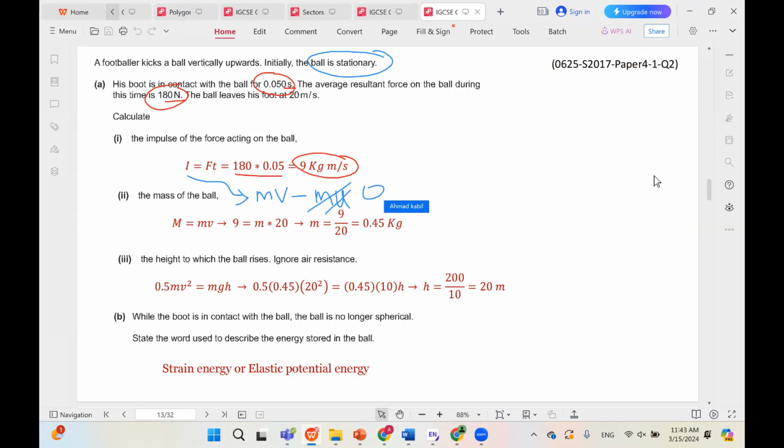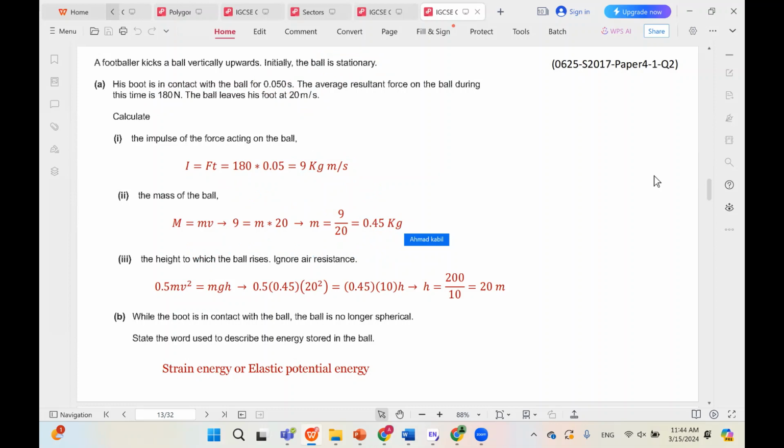So I becomes equal to mv. And the impulse is the final momentum, which is 9. So 9 is equal to mv. And we can plug 20 instead of v, since we're given that the speed is 20. And then we can use that to get the mass, 9 divided by 20, which is 0.45.